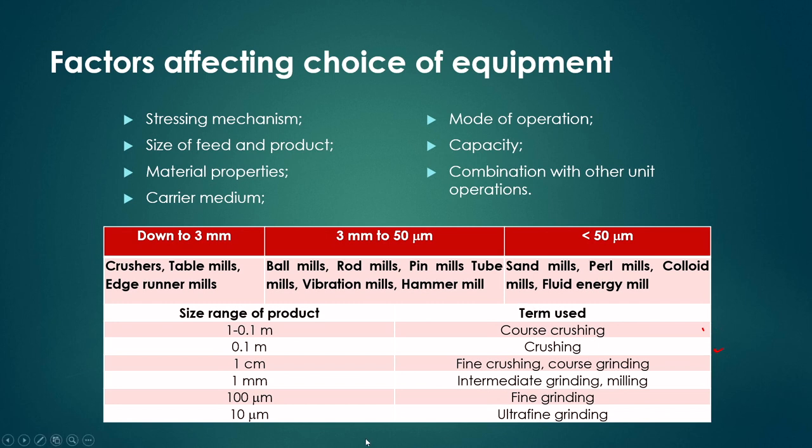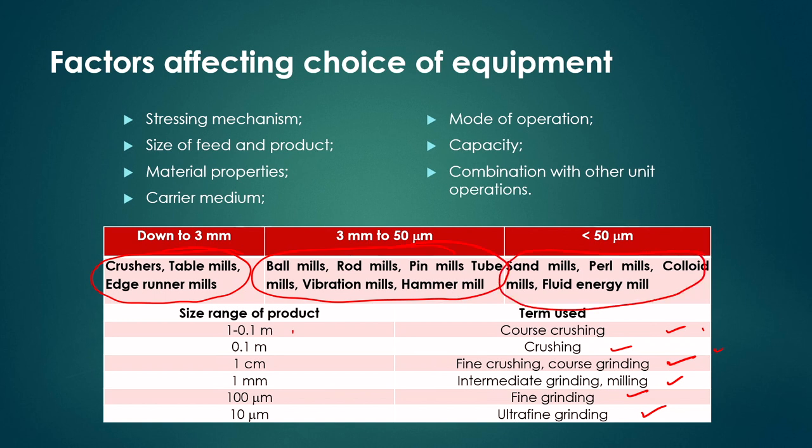As per size range of product, 1 to 0.1 meter, you get the coarse crushing machine; at 0.1 meter it is called crushing; at 1 centimeter it will be fine crushing or coarse grinding; at 1 millimeter it will be intermediate grinding mill; at 100 micrometer fine grinding; and at 10 micrometer ultra fine grinding. And accordingly the different machines that can be used are given in the table like this.